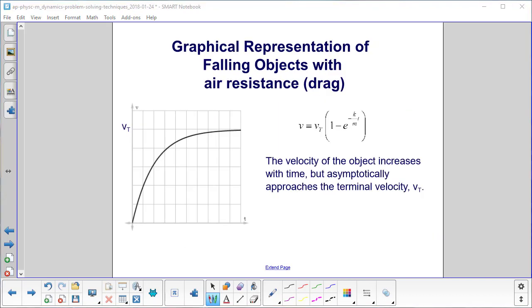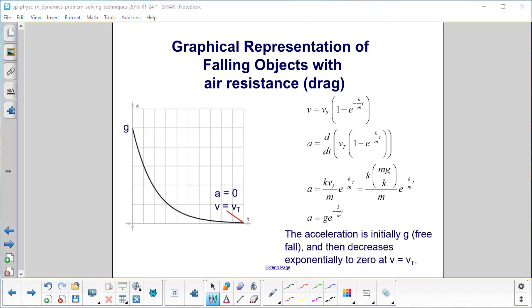Let's further analyze what's going on now that we have this expression for the velocity. First thing we'll do is just graph it. Notice how the velocity increases with time and then asymptotically approaches the terminal velocity v sub t. And you can use this with a graphing calculator or any popular graphing software.